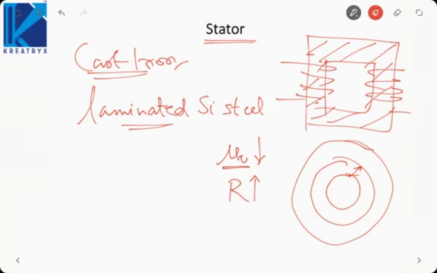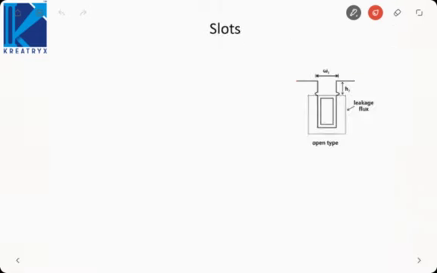Okay, now to place the windings in the stator, we have to create the slots. Okay, so when we create the slots, there are three types of slots. First one is called as open type slot. Here the face of the slot is open this way, and this is the coil that I have placed in the slot. So here what happens is air gap is more between stator and rotor. Due to this type of slot, air gap is high.